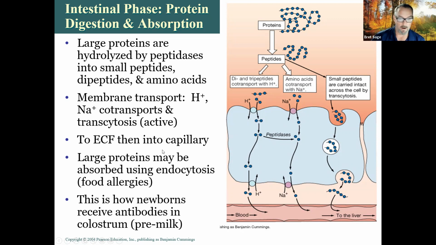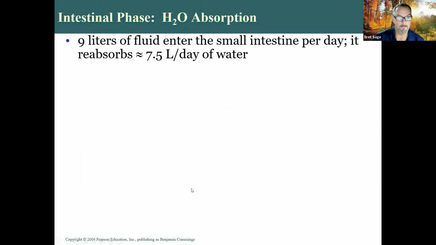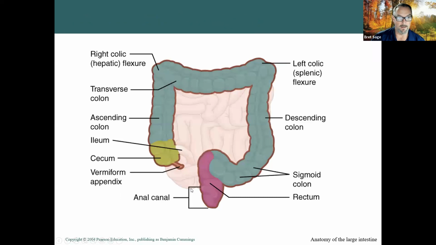sensitive to those molecules. All right, so you can use sodium and hydrogen co-transport mechanism to move these particles in, eventually goes to the extracellular fluid, and eventually the capillary with blood. Large proteins may be absorbed using endocytosis, which can cause food allergies. And this is how newborns receive antibodies in colostrum. It's also the way your immune system prepares for invading microorganisms and causes food allergies. I don't know why it's doing that.